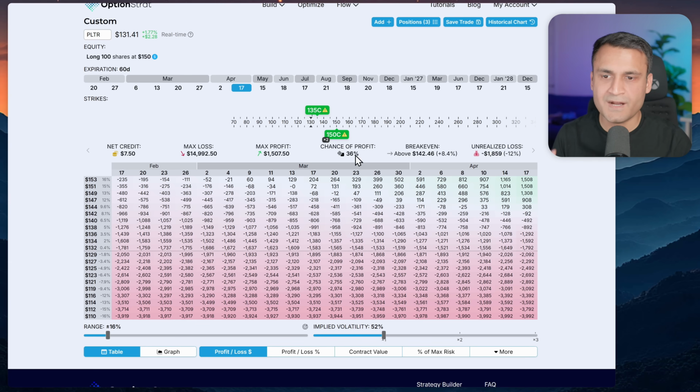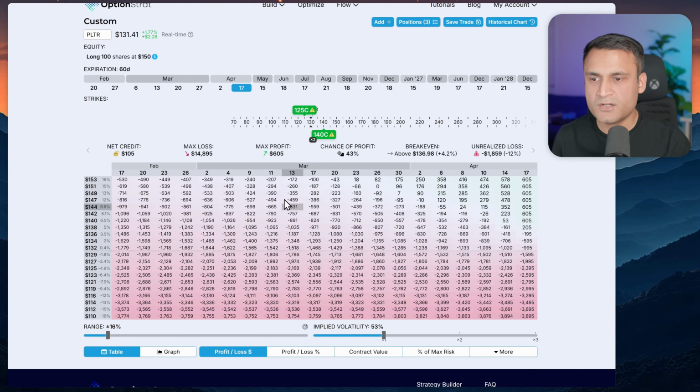If I go back to the 135 and 150 strike combination, in this case, my max profit can be $1,500 and my break-even is now 142. If I reduce it down, then it goes back to $605 max profit, but my break-even is now 4.2%. So this combination to me looks like a healthy combination. And to make this adjustment, I am going to receive $105 net credit.